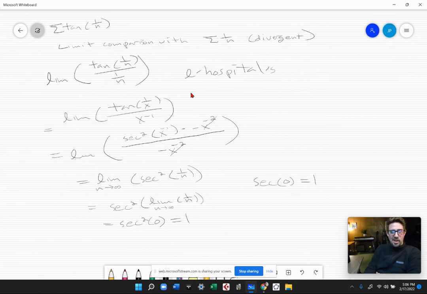Okay, so what did we do? We actually computed this limit with a comparable series of 1 over n, which diverges. This limit exists. So since the thing we limit compared it to diverged, tangent of 1 over n also diverges. Okay, fun. Thank you.